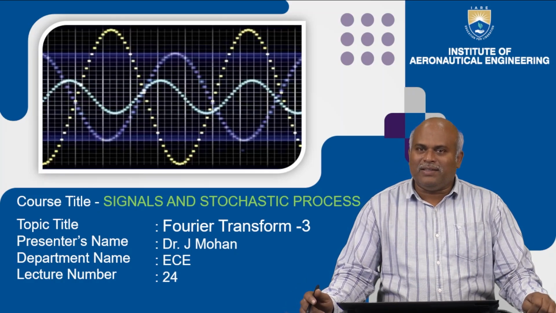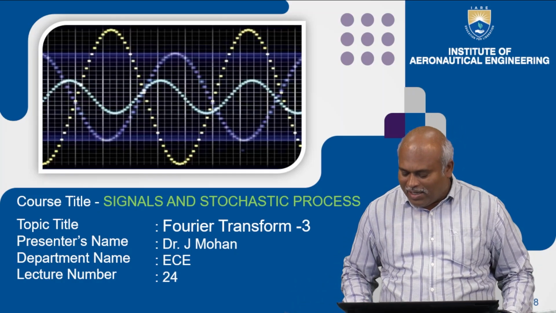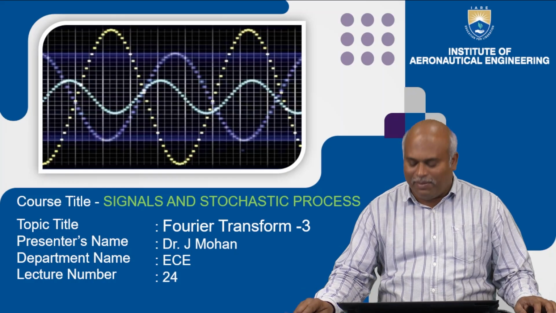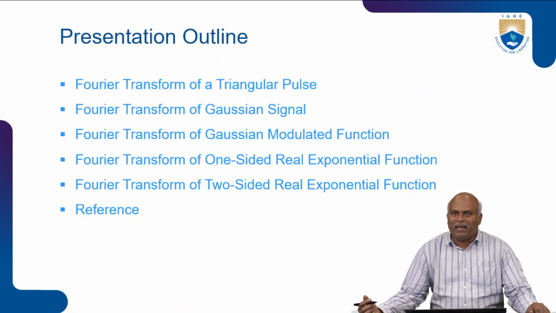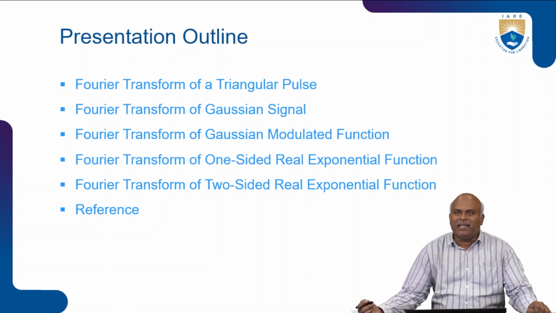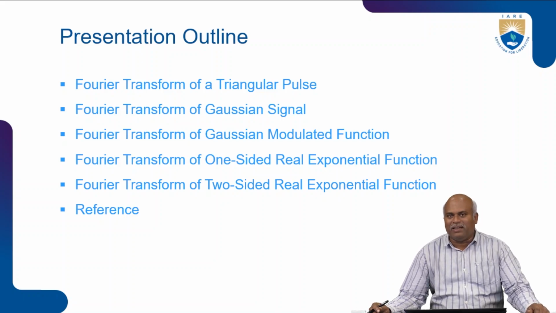In the third section, we are going to discuss some sample signals regarding the Fourier transform and what will happen. Today's presentation outline is: Fourier transform of triangular pulse, Fourier transform of Gaussian signal, Fourier transform of Gaussian modulated function, Fourier transform of one-sided real exponential function, Fourier transform of two-sided real exponential function, then references.